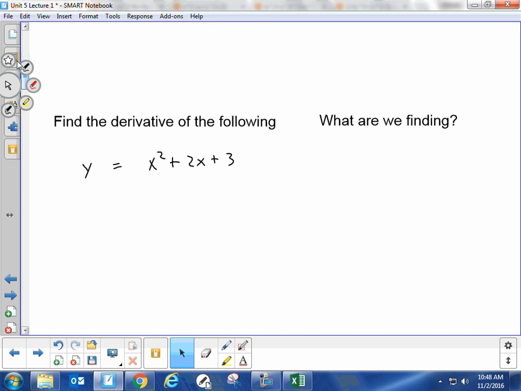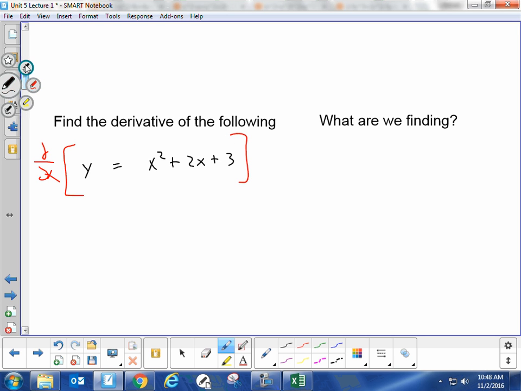Well, when I took the derivative of this explicit equation, what was I finding? A lot of people, when they take the derivative of something like this, forget the whole left side. They only worry about the right side, and they say, oh, the derivative is 2x plus 2. Well, that's correct. That is the derivative of the right side. However, we need this left side. And the derivative of y, we said, was y prime, or we said it was dy dx.